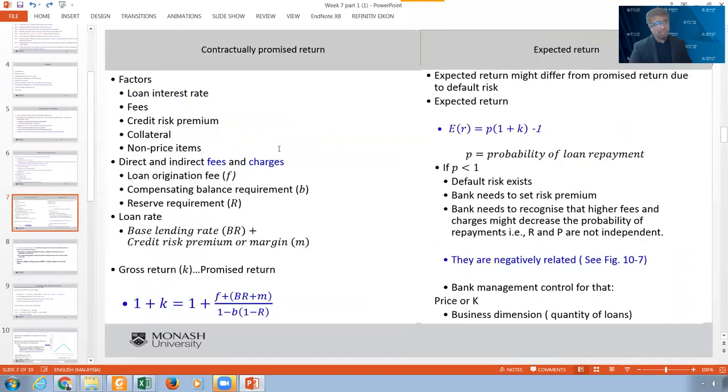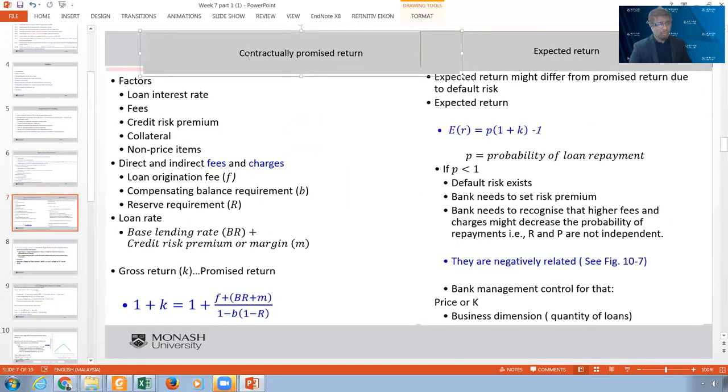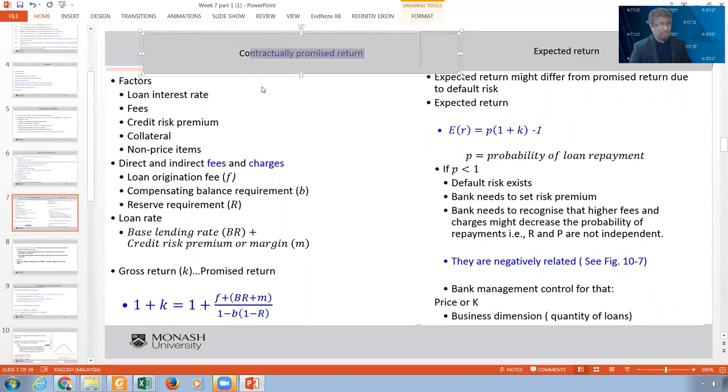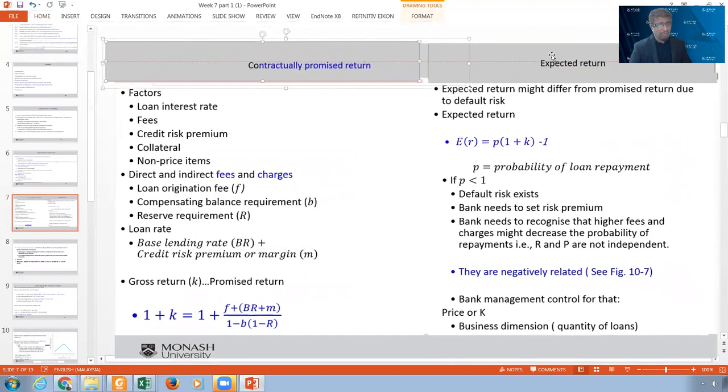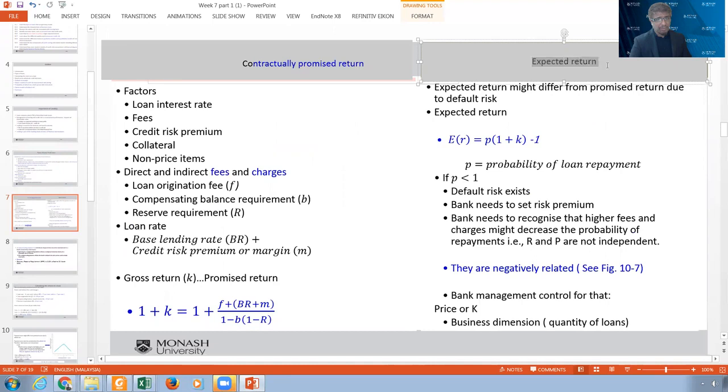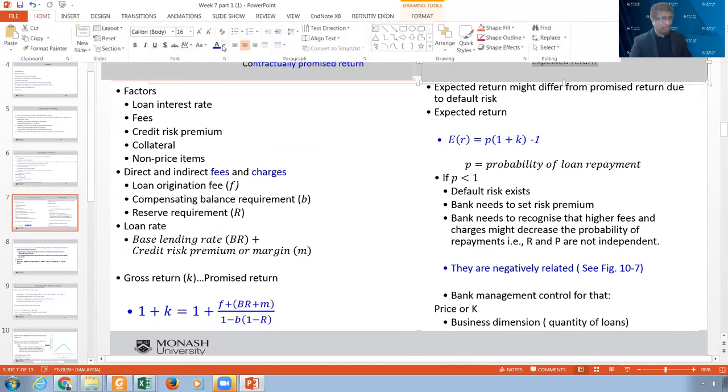This is where we start with the most important issue, which is the pricing. How can we price? We have two things. One of them is called the contractual promised return. Now, the contractual promised return, what about it? And we have another one called the expected return.